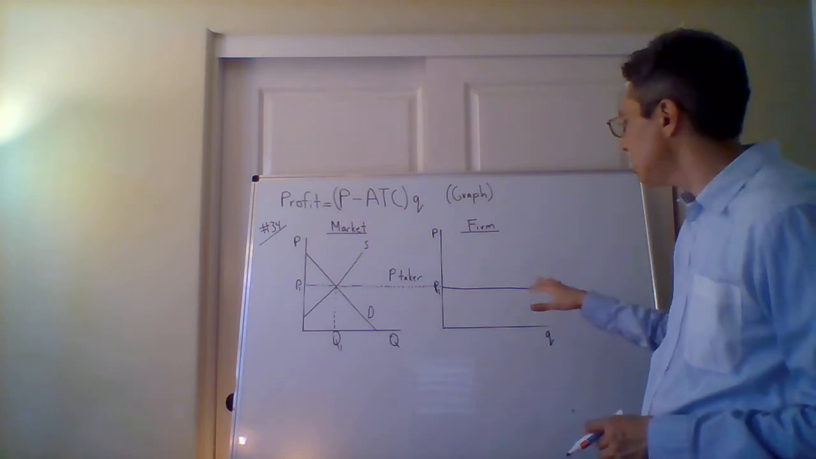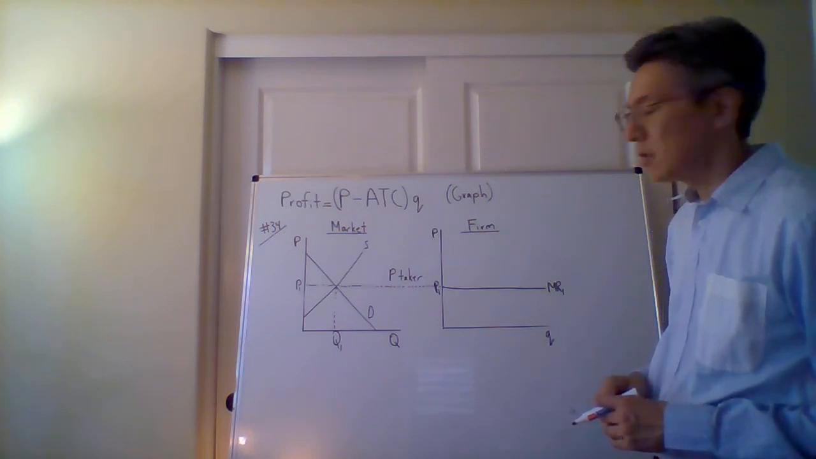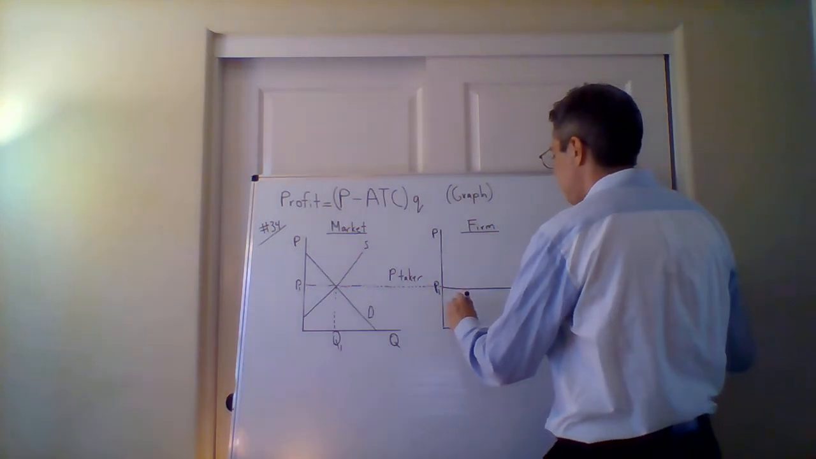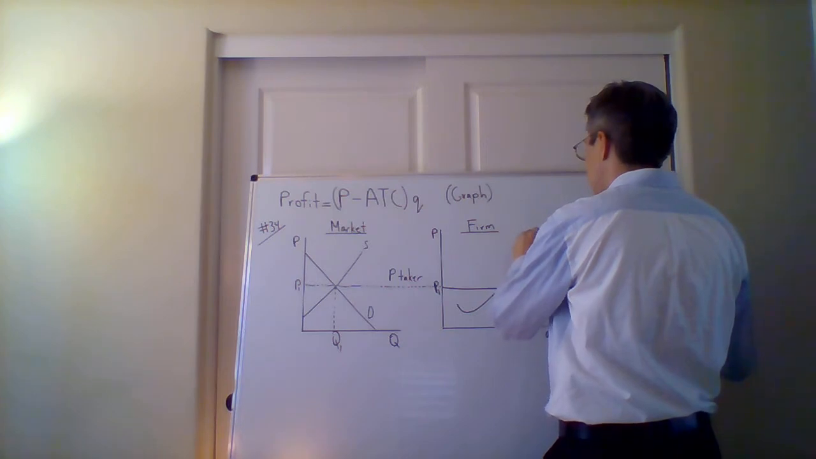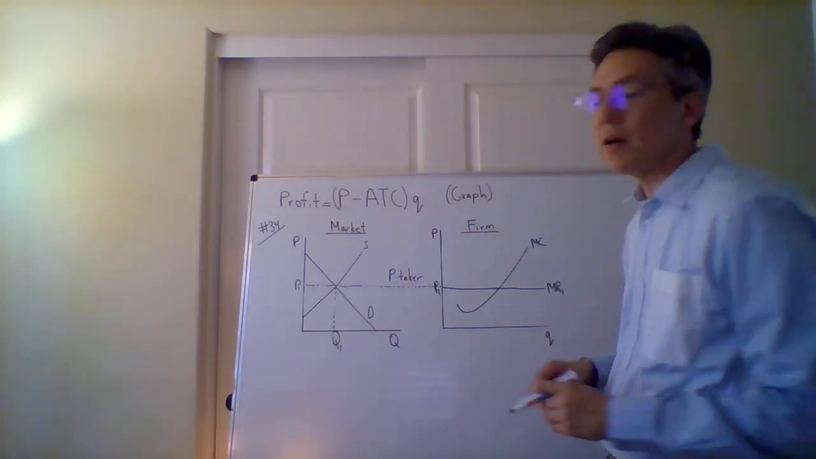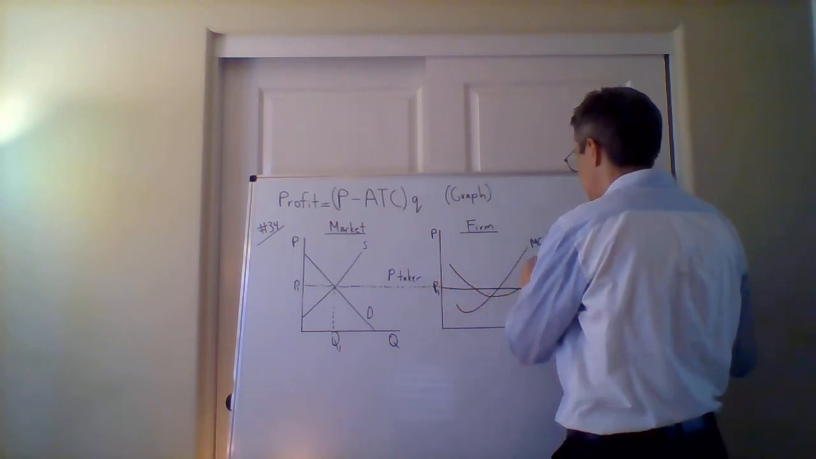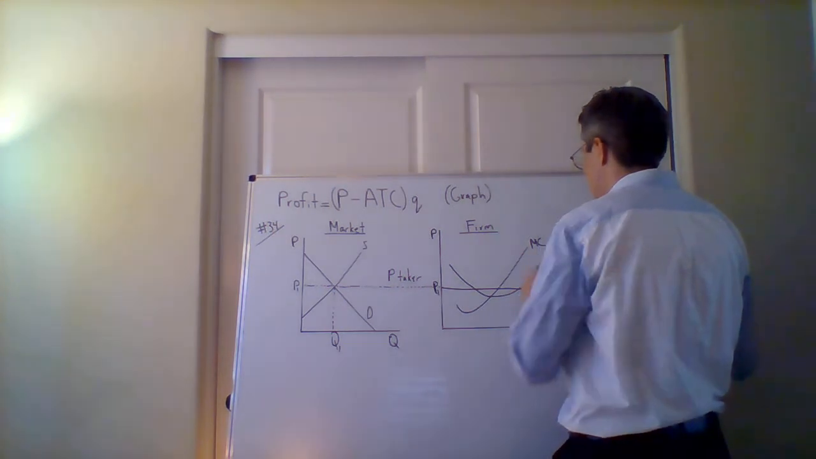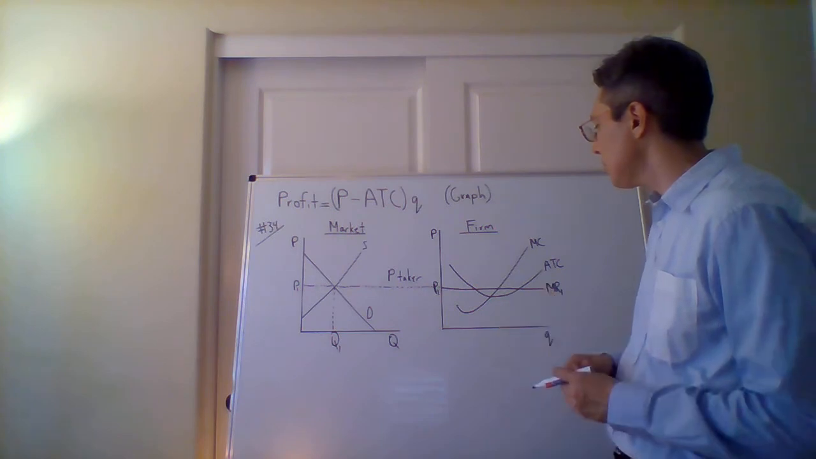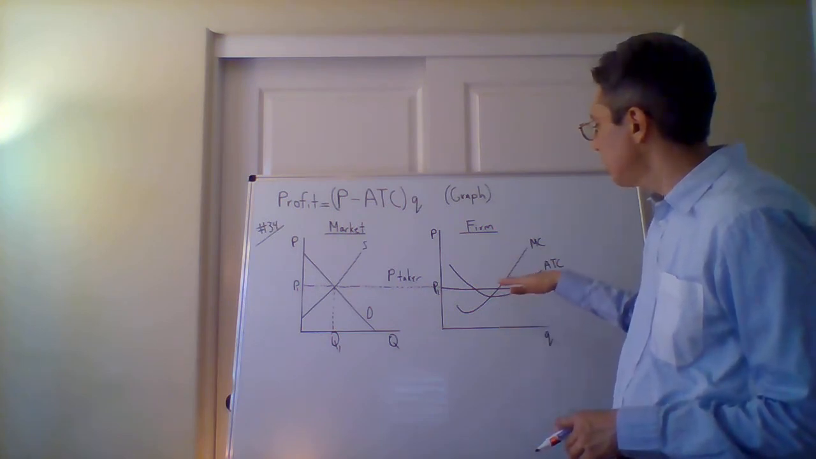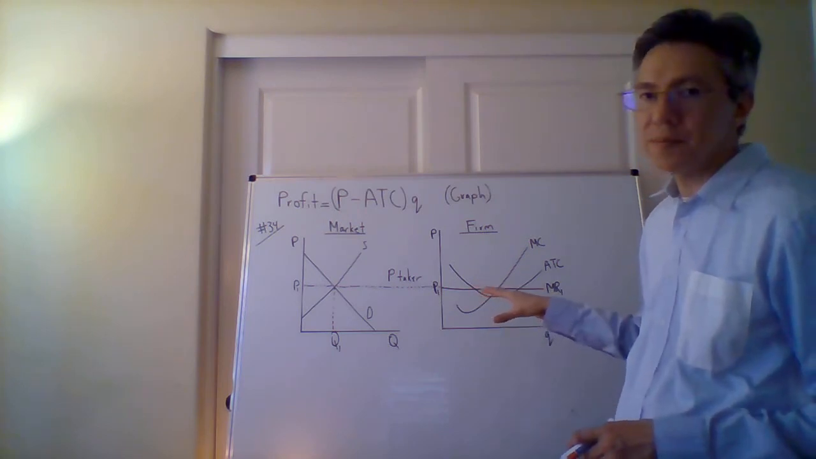So we have this, and there's a couple more things that we have to add, in particular the costs. So what do we have here? We have our marginal cost, and we have our average total cost. In terms of drawing the graph, one other thing you have to figure out, and this goes to trying to find the profit.